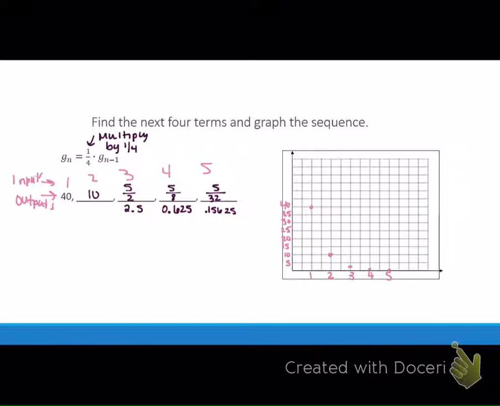Stop for a second. Do you guys connect the points in sequences? No, so this one is not connected. It is done.